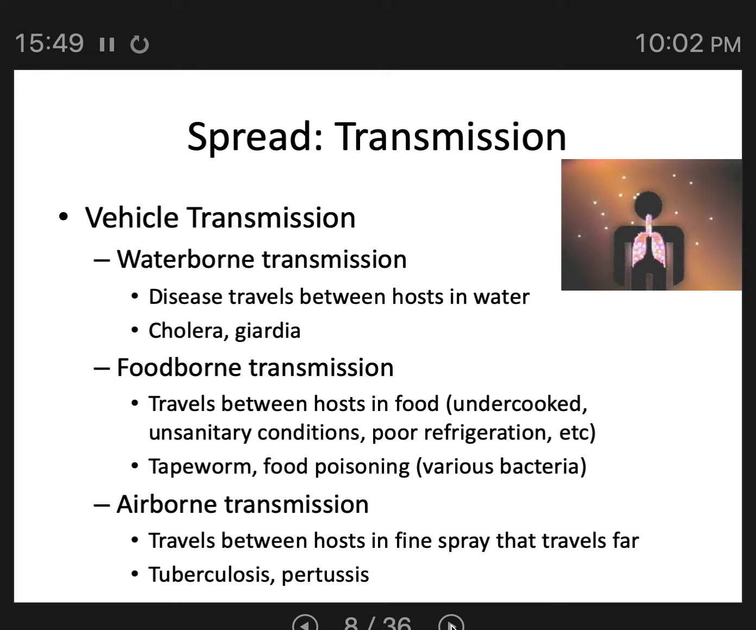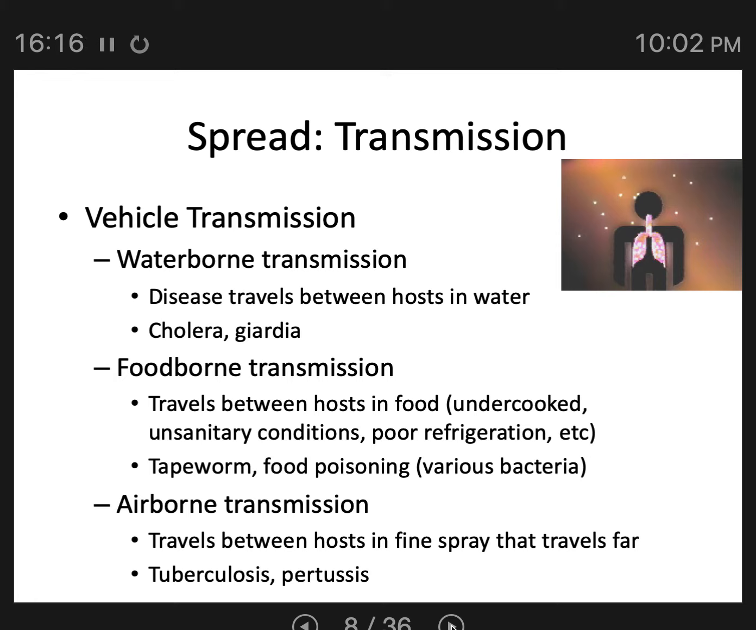Tuberculosis, for example, can stay suspended in a room for extended periods of time. So a person could be in a room, cough, leave the room, another person could come in, breathe in the air, and become infected with tuberculosis. That's very different than droplet transmission, where you really need to be near the person who's infected in order to come down with the disease. So tuberculosis and pertussis are so contagious because they are airborne.